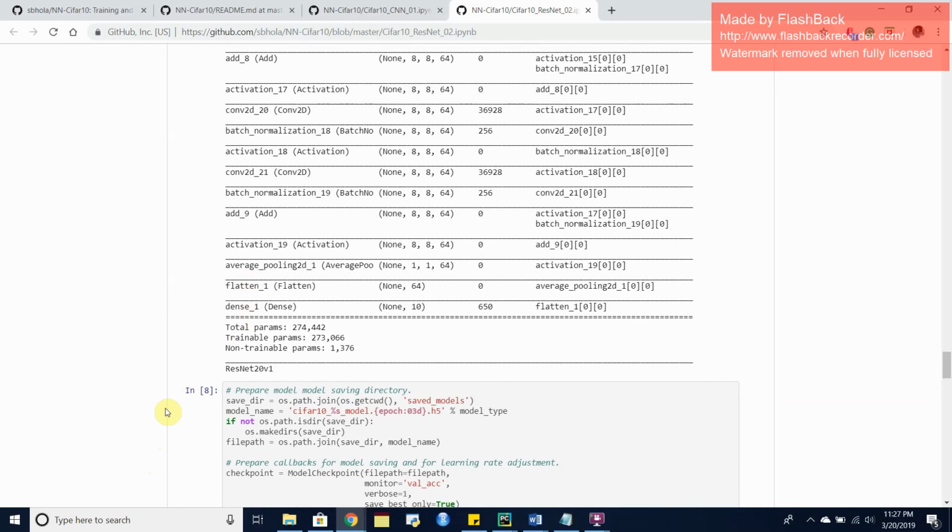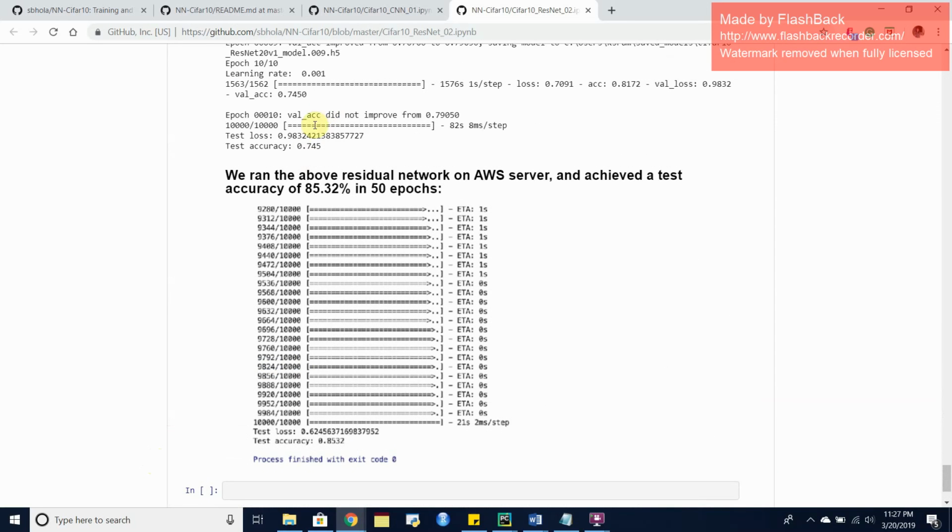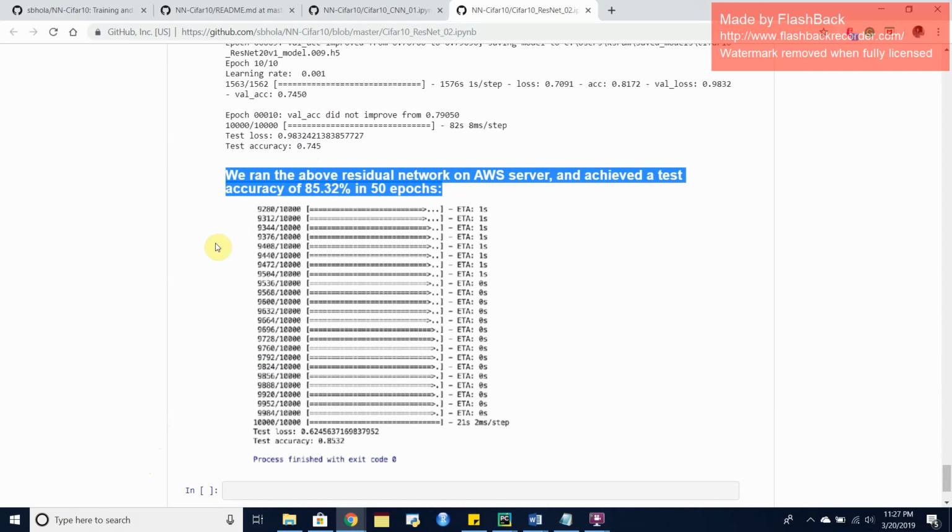We ran 2 batches, one with 10 epochs which gave an accuracy of 74%, and the other with 50 epochs which gave the highest accuracy of 85.32% among all the models we have tried.